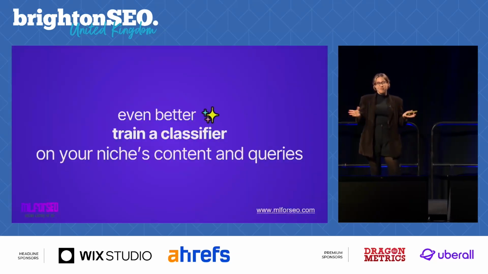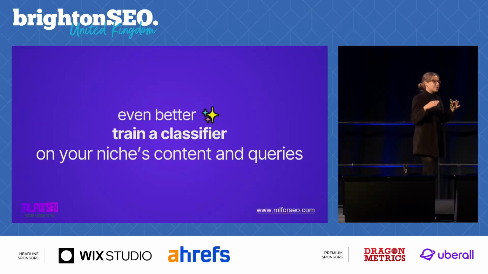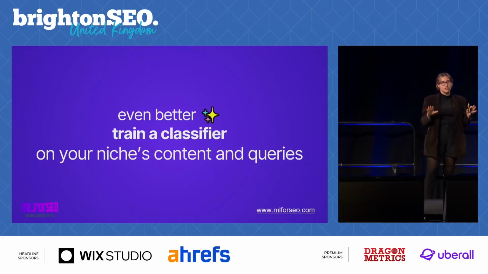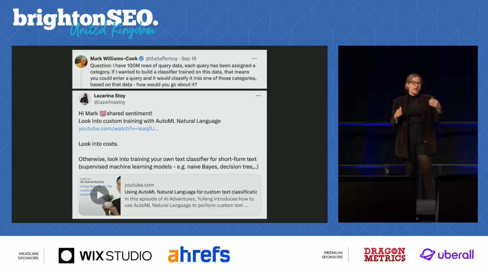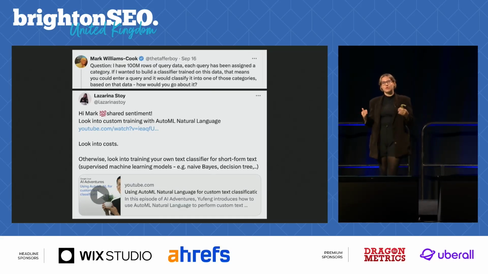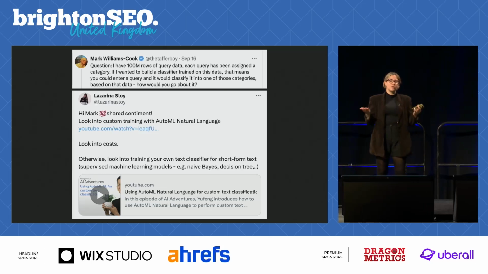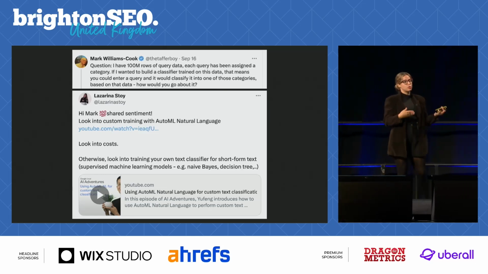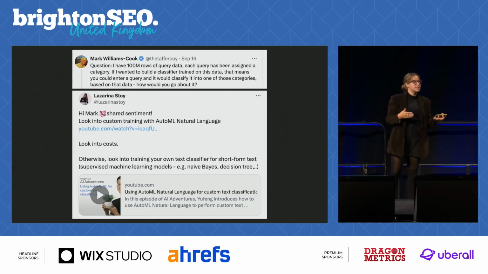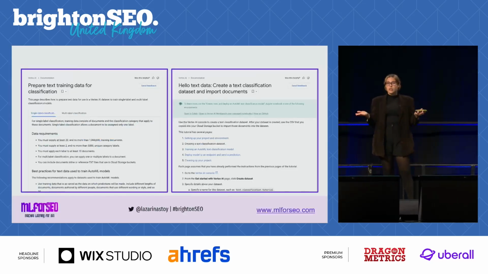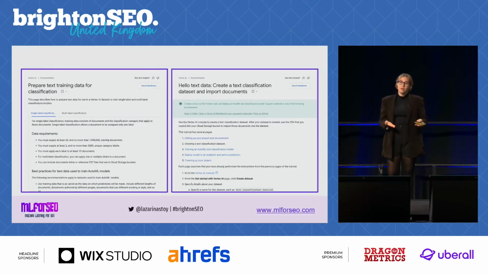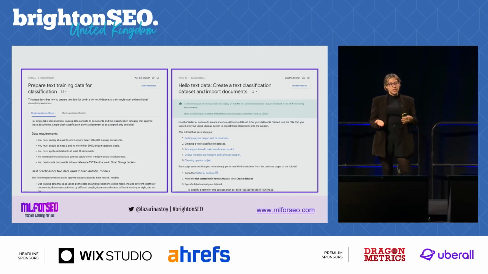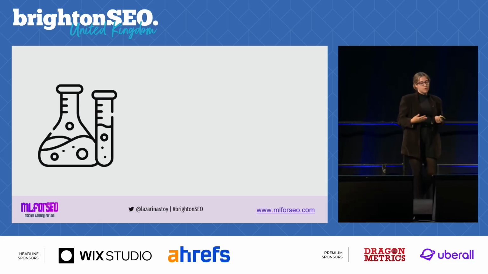And the best thing for the pros out there is if you can train a classifier on your niche's content and queries. So let's look at a case study here from Mark, who has 100 million rows of query data, and he wants to train a classifier on this data. The best thing to do here might be to go to AutoML, natural language processing, and train a classifier. Good thing for you, you can do it not only with AutoML, you can also do that with Vertex AI. The code is available and extremely easy to use on Google Cloud.